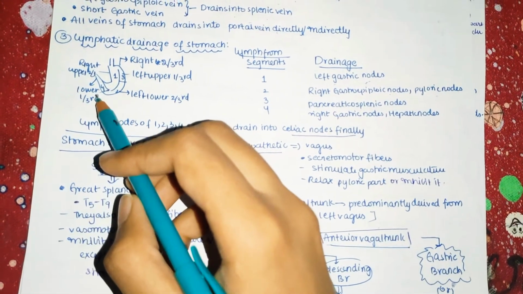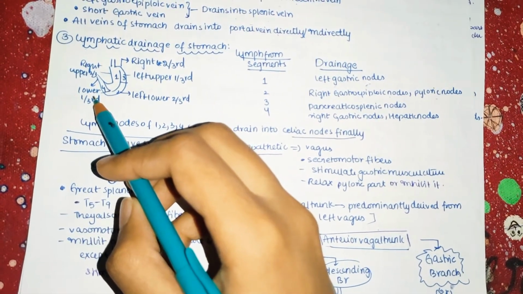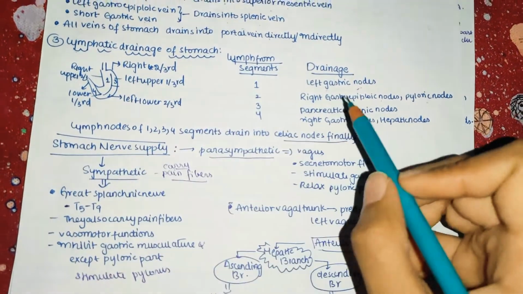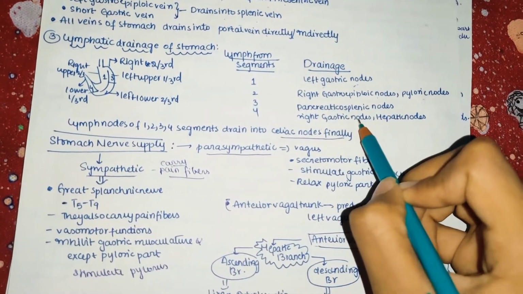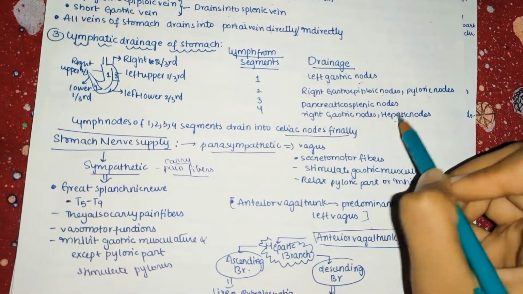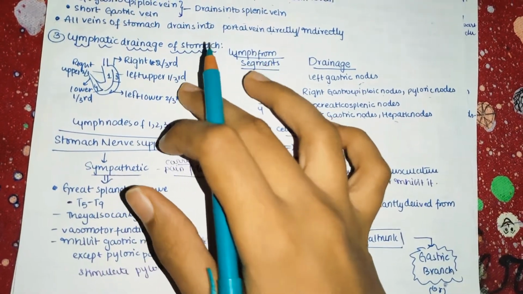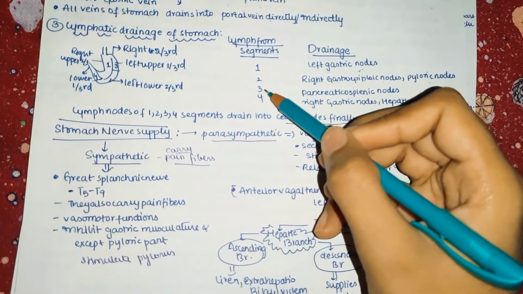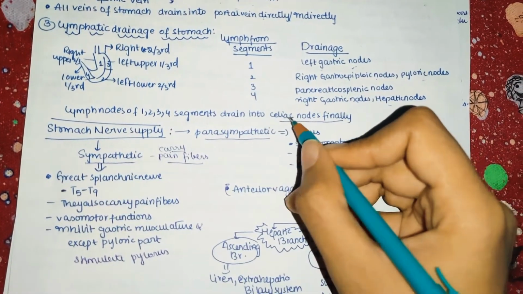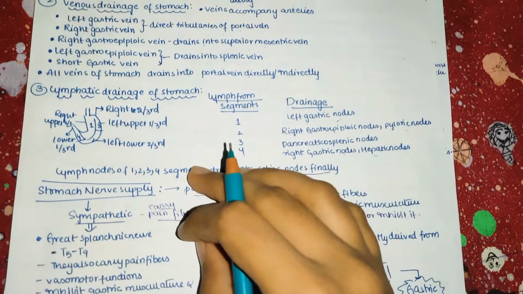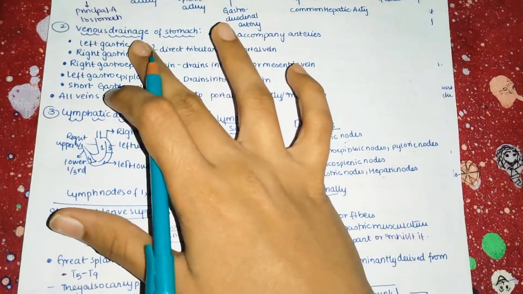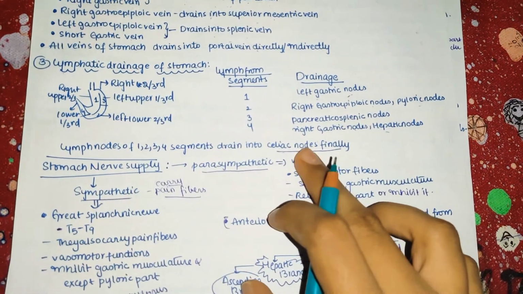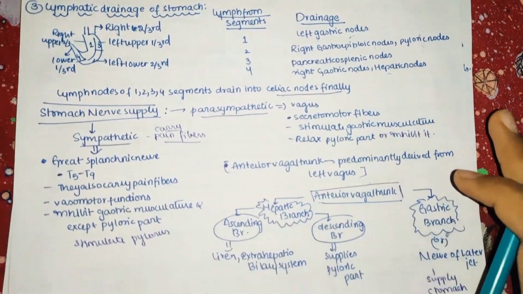Whereas the fourth one, which is the lower one third of the right side, is draining into the right gastric nodes and also hepatic nodes. So this is the lymph drainage of the stomach. Now if you see, the lymph from segments 1, 2, 3, 4 all finally drain into celiac nodes. So remember, the final destination for venous drainage is the portal vein. The final destination for lymphatic drainage is celiac nodes. So this thing is important.